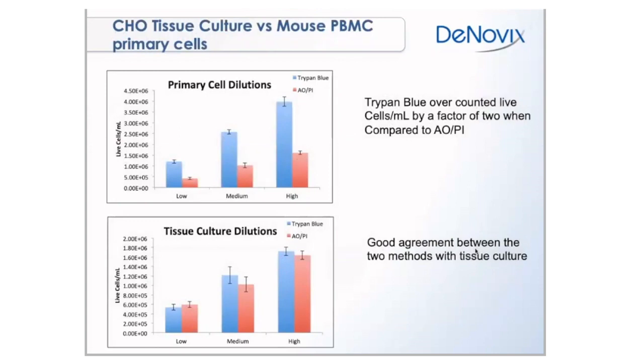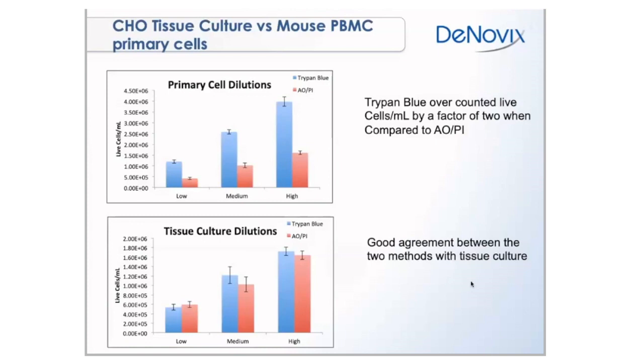So we have done some studies on this. Other people have done studies on this. There's literature available that trypan blue overcounts in our hands by a factor of 2 when compared to AOPI when you're looking at a primary cell dilution. So lymph nodes, blood cells, you're overcounting by a factor of at least 2 with trypan blue. When you're looking at tissue culture, you see much less of a difference. You see good agreement between the two methods with tissue culture. And in these examples here, the tissue culture are CHO, and the primary cells are PBMCs.